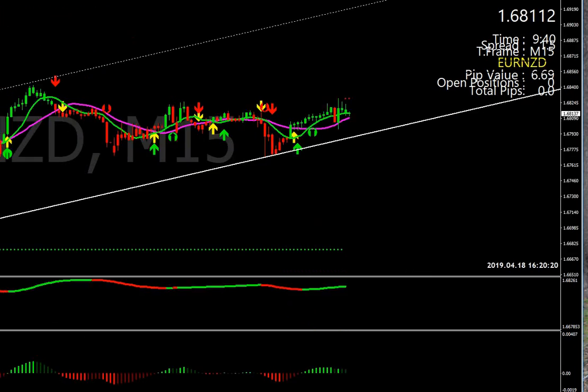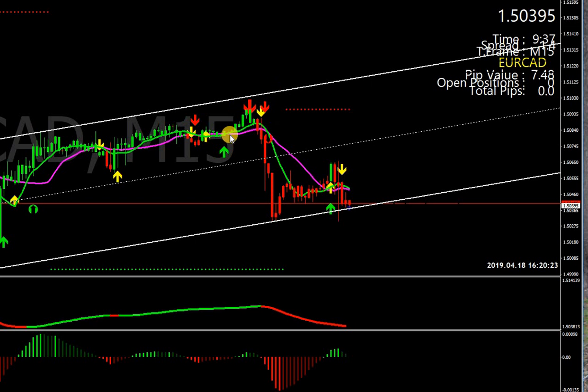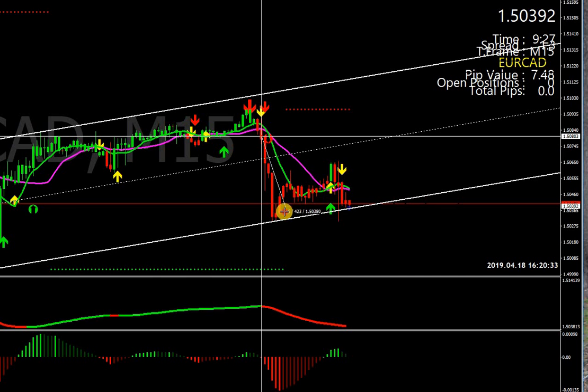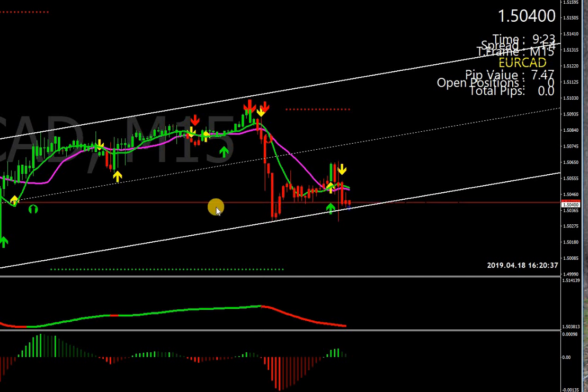So what I'm doing is I'm simply dragging and dropping. As you can see here, was a great setup right here. But this wasn't during that time. But you can see this was good for a couple of pips right here. So this is really for those who just want to get in and get out. That was 47 pips off the 15 right there.